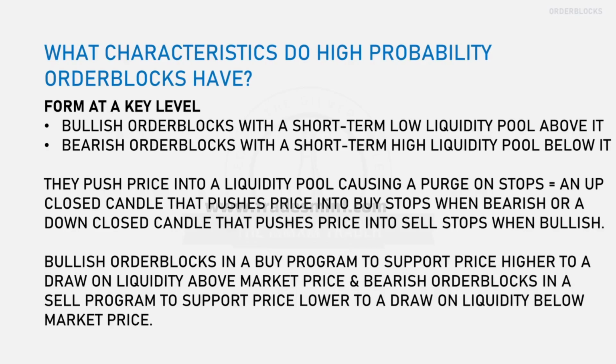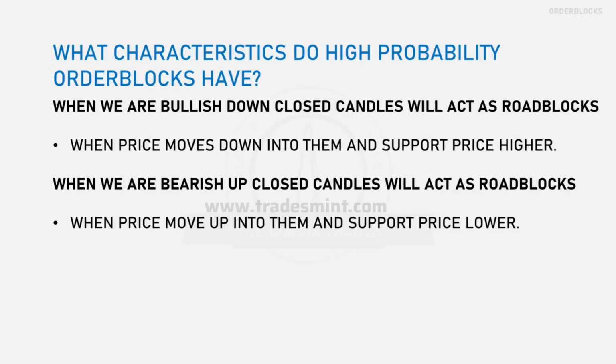So bullish order blocks in a buy program support price action to go higher into the drawn liquidity above market price, and vice versa with bearish order blocks in a sell program, to support price lower, or resistance to draw lower into the drawn liquidity below market price. When we are bullish, down close candles will act as roadblocks. When price moves down into them and supports price higher, this is when it's validated. And for bearish, an up close candle will act as a roadblock too. So when price moves up into them and then resistance to turn down lower.